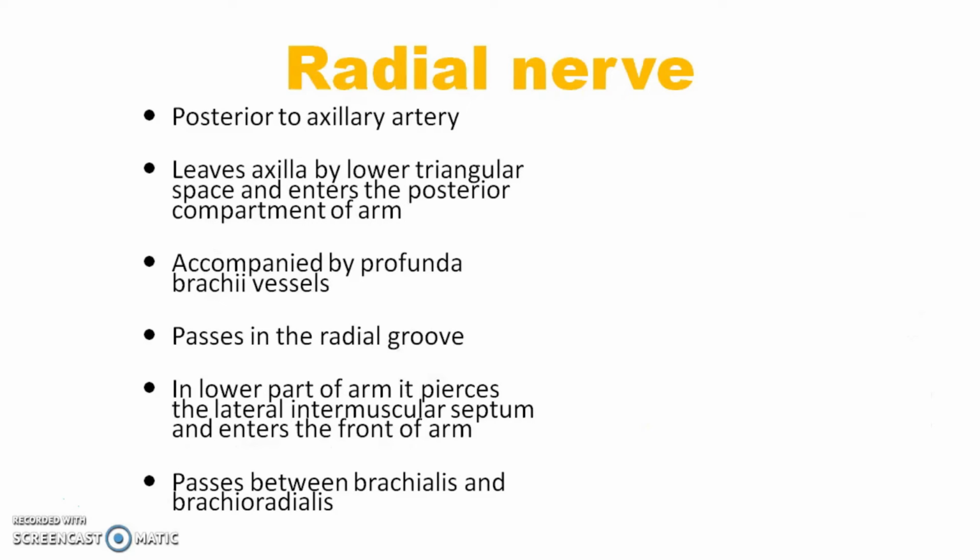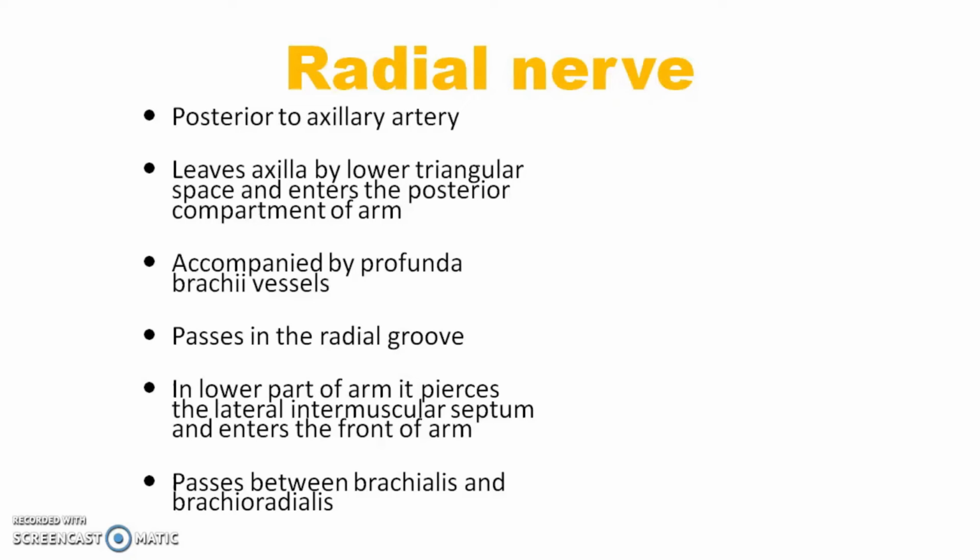This is a thicker nerve coming from the brachial plexus, which is seen in the posterior aspect. First, in the axilla region, it is seen posterior to the axillary artery. Then it leaves the axilla by the lower triangular space and enters the posterior compartment of the arm. These details we had seen before only.